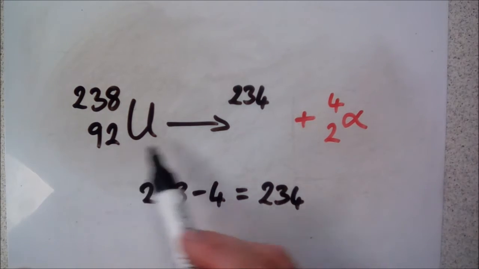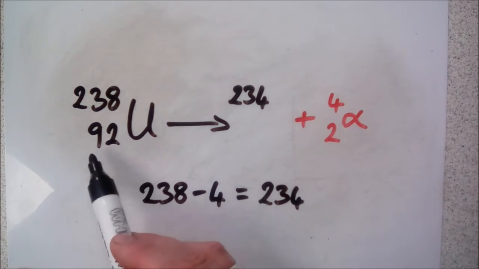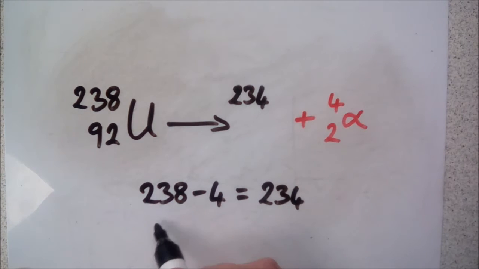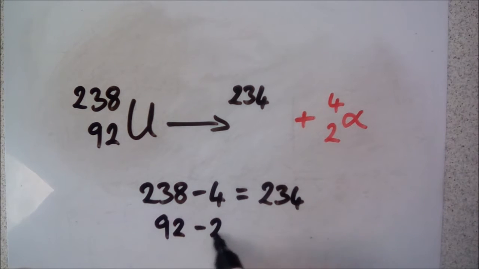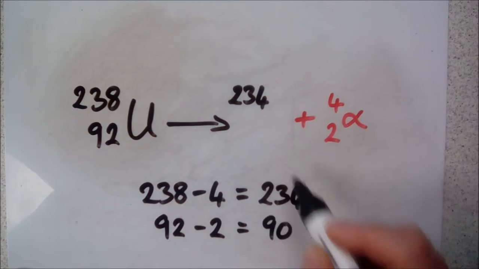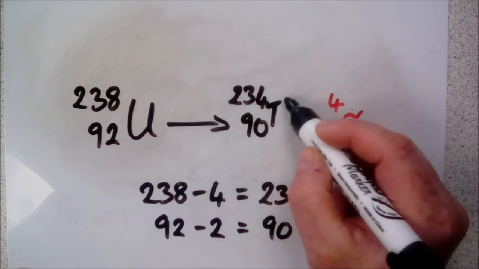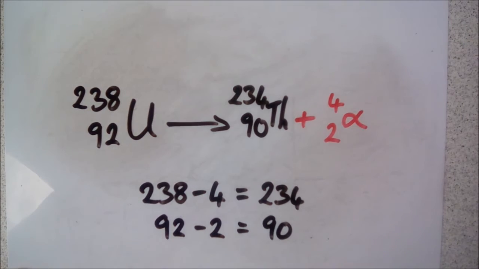We do the same on the bottom line. We've got 92 protons here and we've got 2 protons here, so 92 minus 2 leaves us with 90. Now if we look that up in our periodic table, we can see that the element with the atomic number of 90 is thorium.